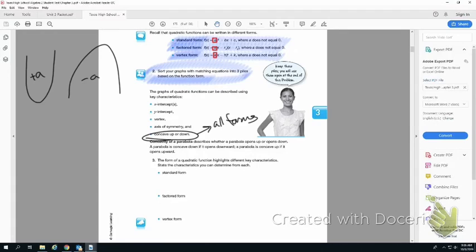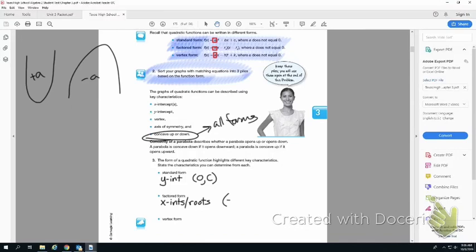The other piece of information that's easy to get from certain forms, in your standard form, is the y-intercept. It is going to be (0, c). Whatever the number is at the very end of the equation, that's your y-intercept. In the factored form, you're going to get your x-intercepts, or roots, or zeros, or solutions. It's all the same thing. For some reason, those have multiple names.